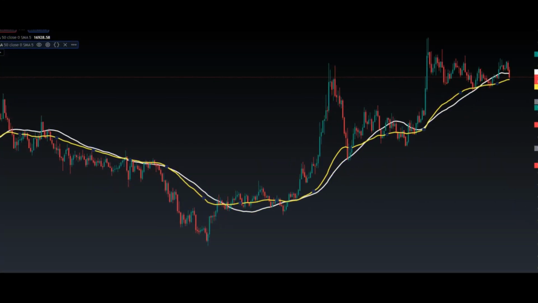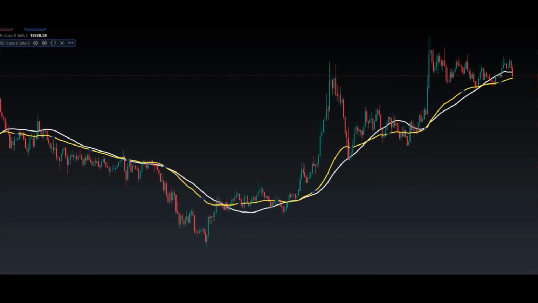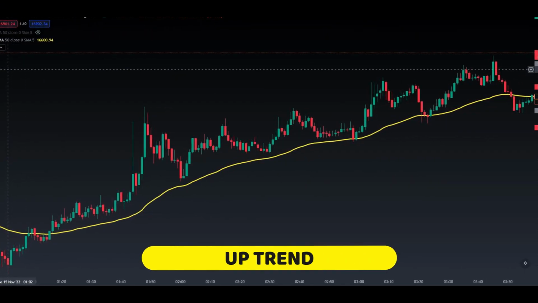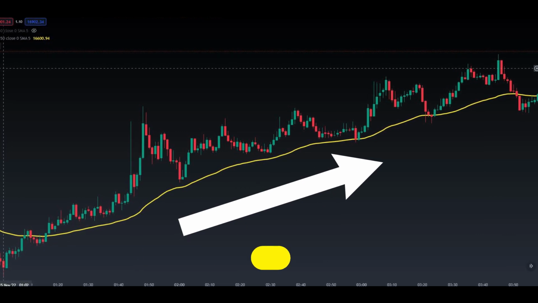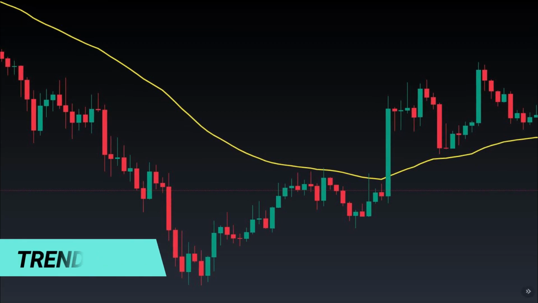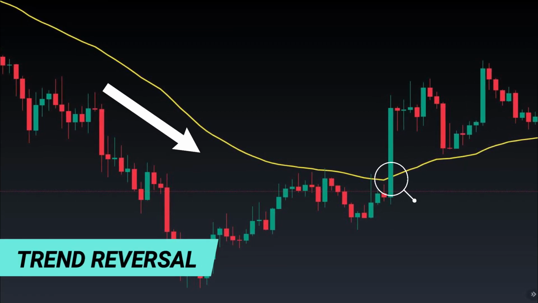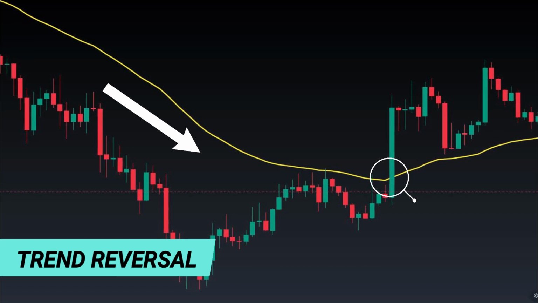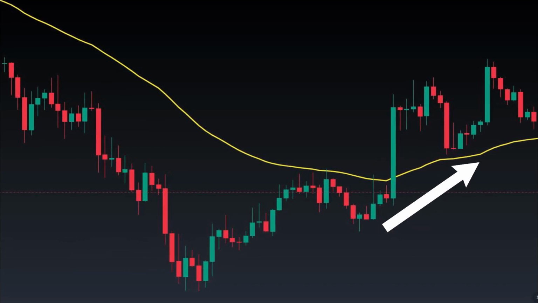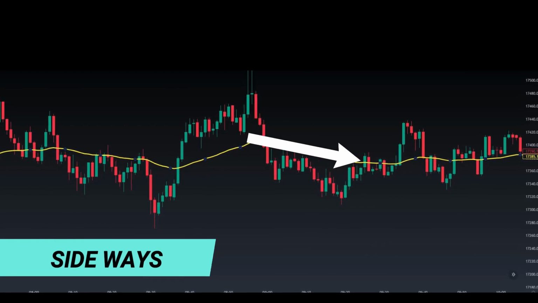So why are we using EMA or moving averages? The moving averages can help us confirm a bearish, bullish or sideways market. When the price is above the EMA, this is a sign of a possible uptrend, but when the price is below the EMA, this is a sign of a bearish trend. A possible trend reversal can happen when the price breaks through the EMA. You can see it was a bearish trend, and once the price broke through the EMA, it had a trend change. When the EMA crosses through the price, this is called sideways or consolidation.